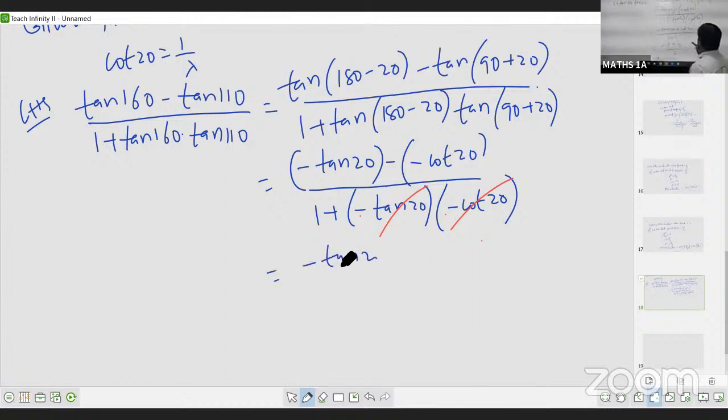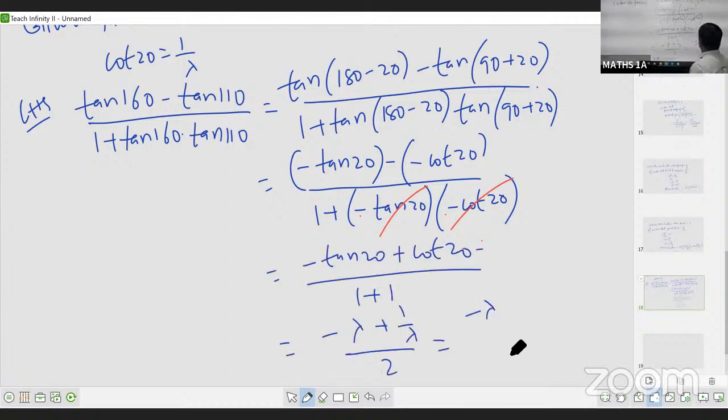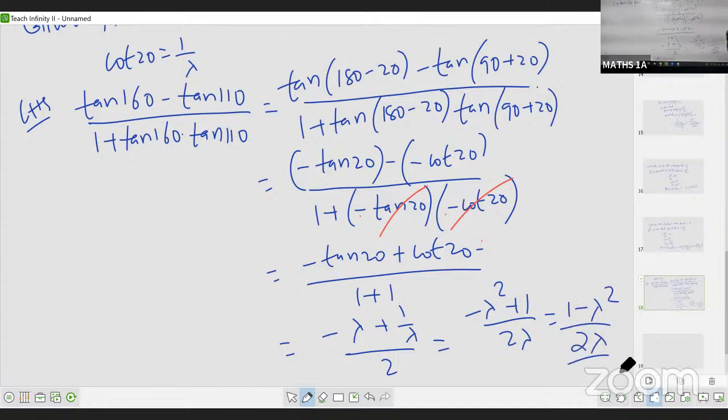So that is nothing but minus lambda square plus 1 by 2 lambda, which is 1 minus lambda square by 2 lambda. Is it clear? With this we'll stop here, and tomorrow there are a few more 2 marks questions that we'll see tomorrow. Is it clear?